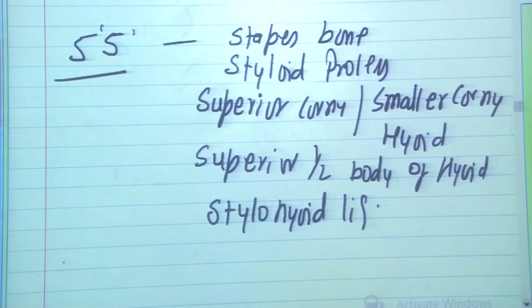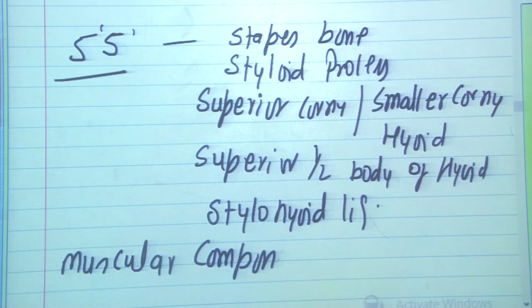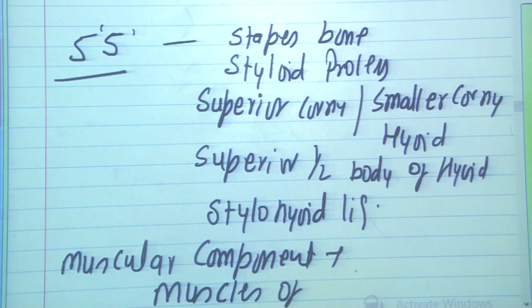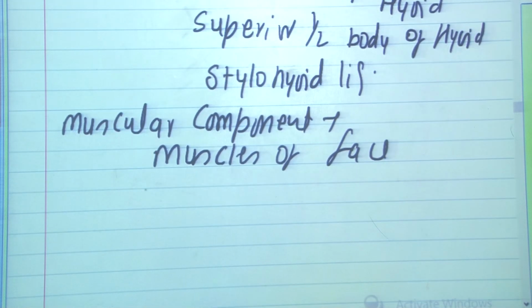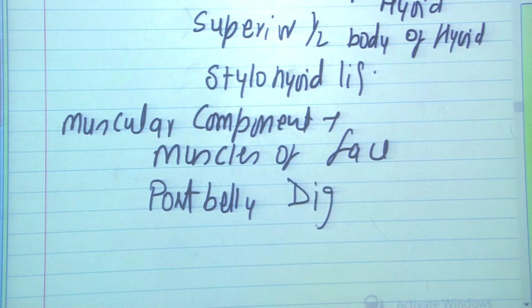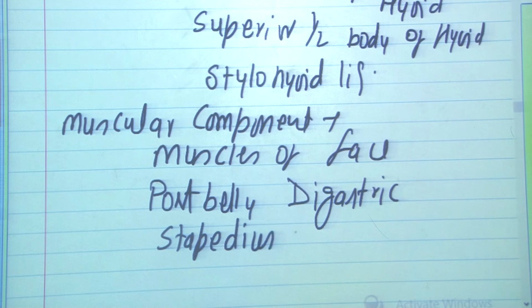The second is the muscular component. Muscular component, it gives origin to muscles of face. Apart from the muscles of face, what other muscles? It is the posterior belly of digastric muscle. This is an important question. Plus stapedius muscle. These muscles are derivative of the second pharyngeal arch.